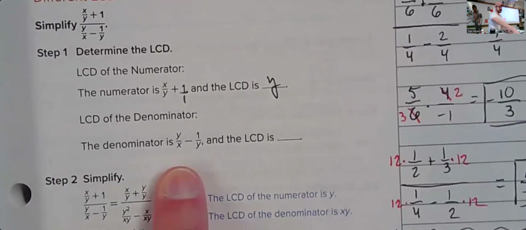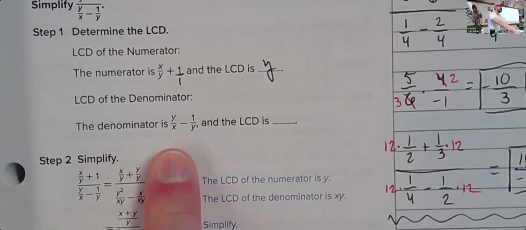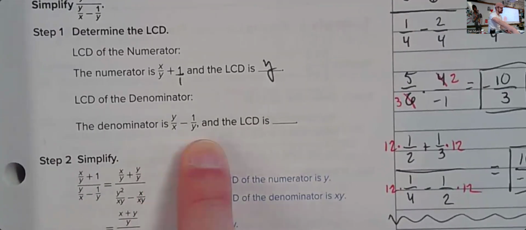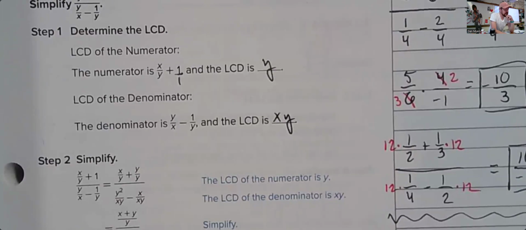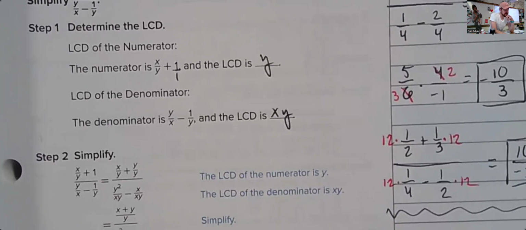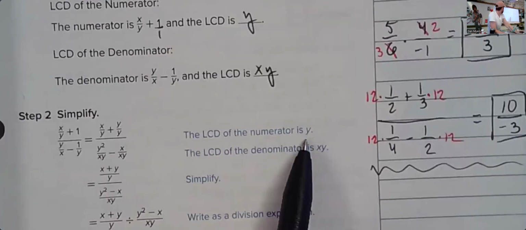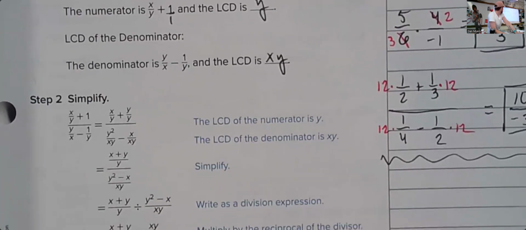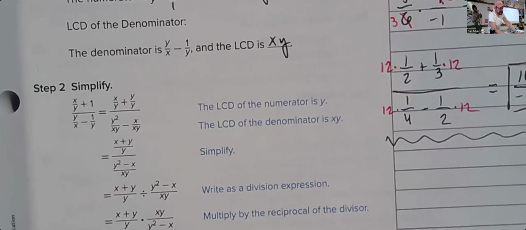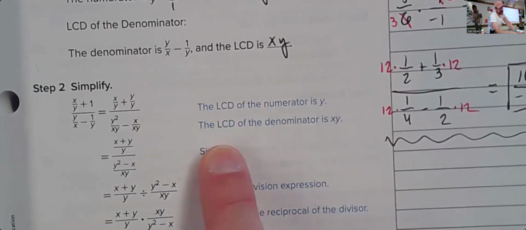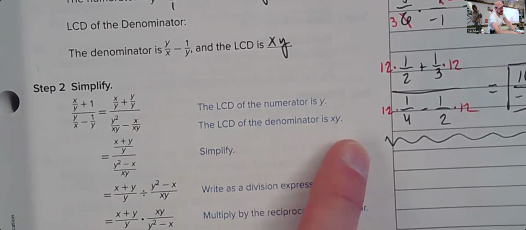Now the denominator is here. The common denominator of the denominator would be what? xy. Yeah, we have two unique factors in our denominators, so those both need to be multiplied, which means the least common denominator here is xy. So it actually tells us right here, the least common multiple of the numerator is y, and the least common multiple or least common denominator of the denominator is xy.